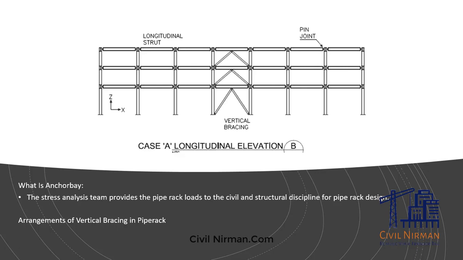If the length criterion is 30 meter, then one single anchor bay is sufficient. However, if we go with a 45 or 60 meter length of pipe rack, two anchor bays will be needed. Where that anchor bay will be provided, it can be adjacent to each other, or we can skip one bay and provide bracing in the next available bay.